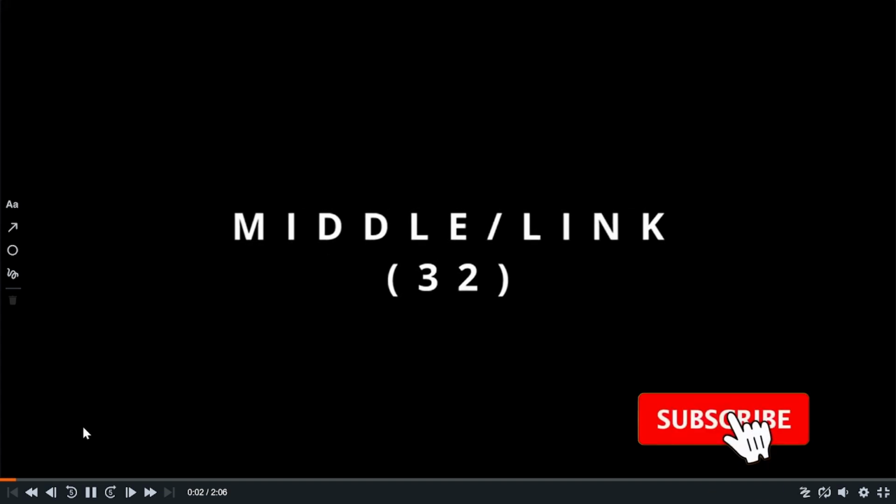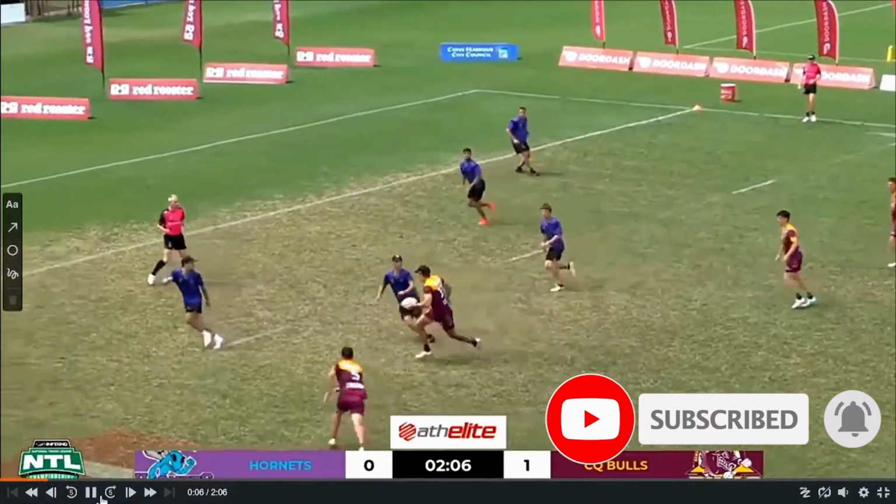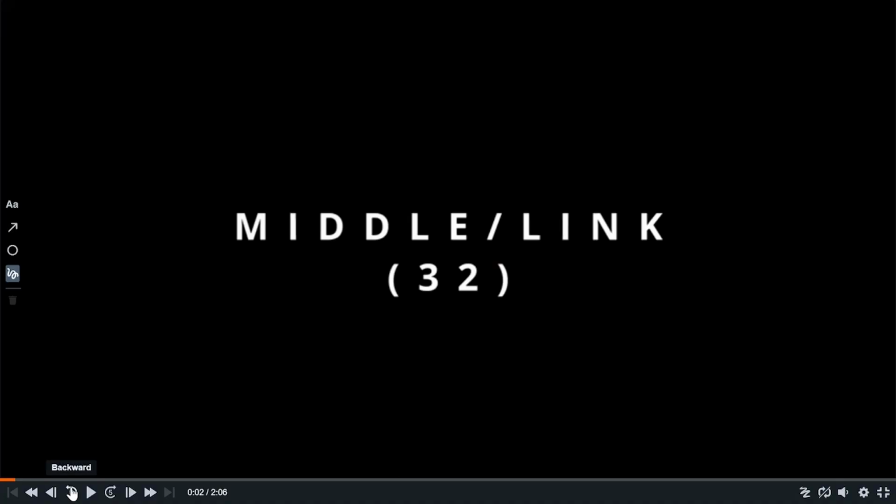Hey guys, so today on this breakdown, we're going to be discussing the difference between a 32 dump and a 33 dump, or a middle scoop versus a middle link scoop. So we're going to be comparing both.